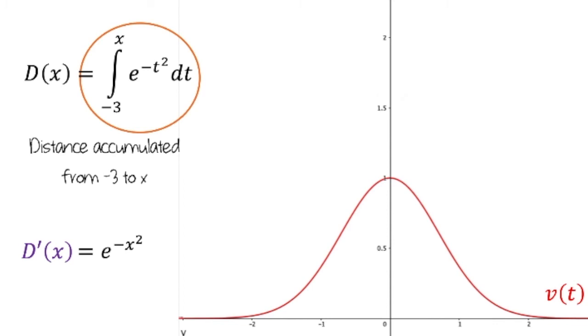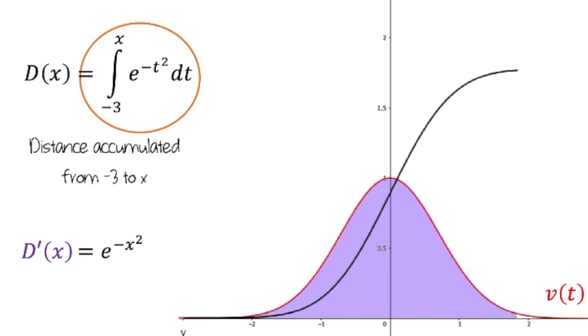Let's think about what a graph of the accumulation function would look like. For each value of x, the value of the accumulation function, the graph in black, tells us the amount of distance we've accumulated between time 0 and time x. We can see that the value of the velocity function tells us the slope of the accumulation function. And now, since the derivative of the accumulation function is equal to e to the negative x squared, this means that d of x, the accumulation function, is an antiderivative of e to the negative x squared.